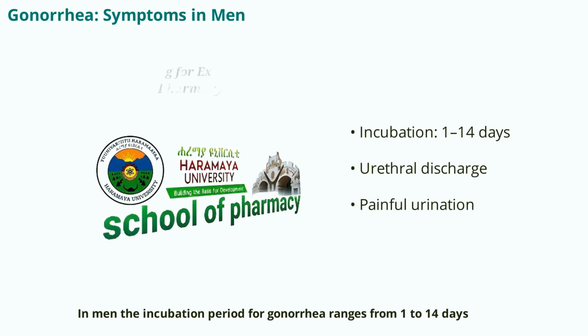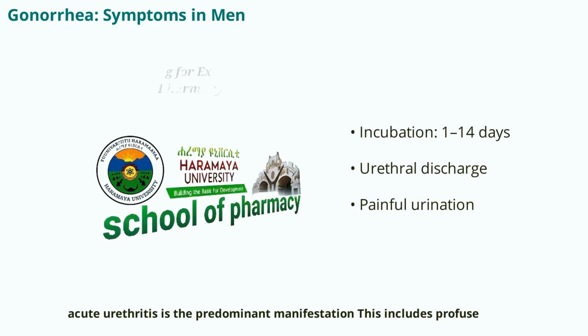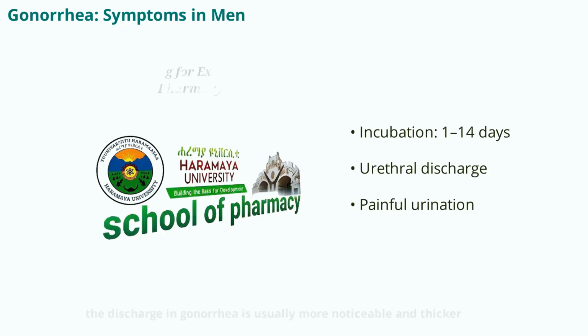In men, the incubation period for gonorrhea ranges from 1 to 14 days, with symptoms typically appearing between 2 and 8 days after exposure. The most common site of infection is the urethra. While some men may not experience any symptoms, acute urethritis is the predominant manifestation. This includes profuse, purulent urethral discharge and pain during urination, known as dysuria. Like other types of urethritis, the discharge in gonorrhea is usually more noticeable and thicker.